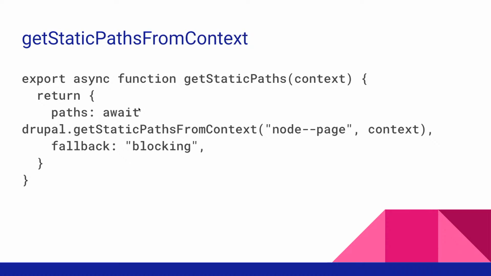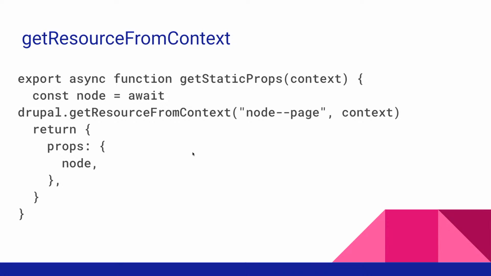Then, if we want to get the static paths, so if we want to build all the pages based on the list of node pages we have on our site, we use getStaticPathsFromContext. So we pass the content type, and again it builds all the pages for us. And then once all the paths are built, we can get the props based on that path. So we have getResourceFromContext. We pass again the content type and then the context of the page, and it returns the node, so we can then pass it to the page to be shown.